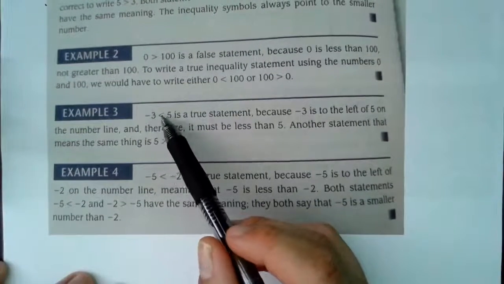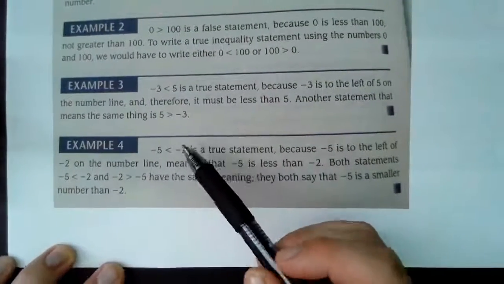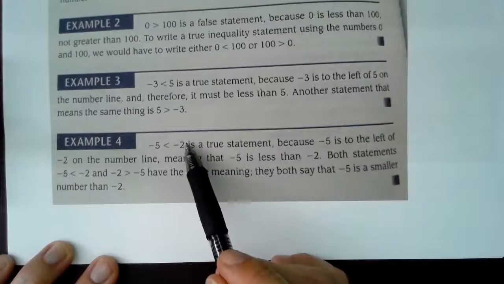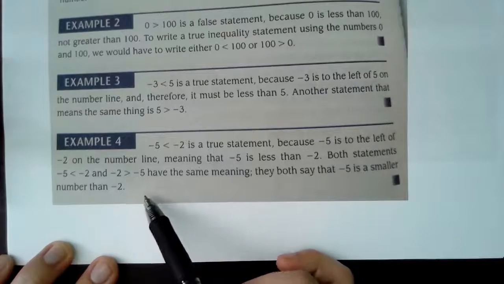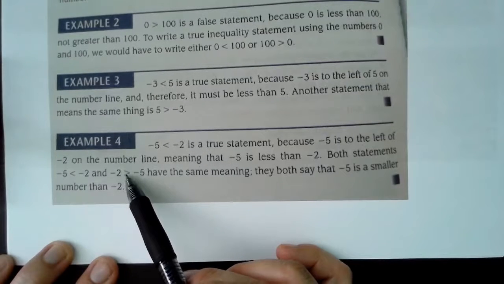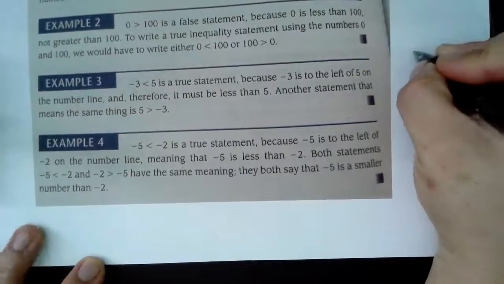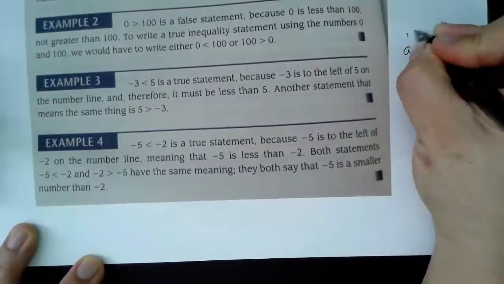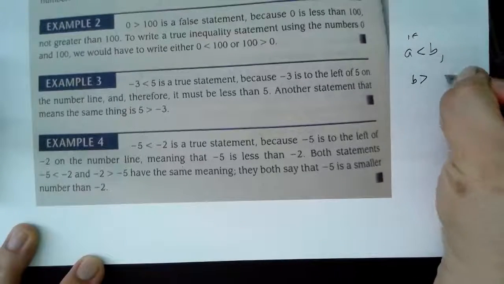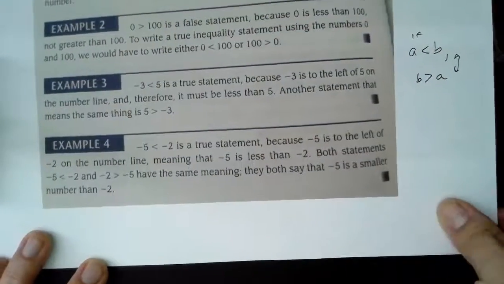Negative 3 less than 5 is true, or you can also say 5 greater than negative 3. And finally, negative 5 is less than negative 2, right? It's more negative, so it's less than. And you can also rewrite this as negative 2 is greater than negative 5. So in general, for any two numbers, A and B, if A is less than B, then you can write that B is greater than A. You can use these interchangeably if you want. Okay, great.